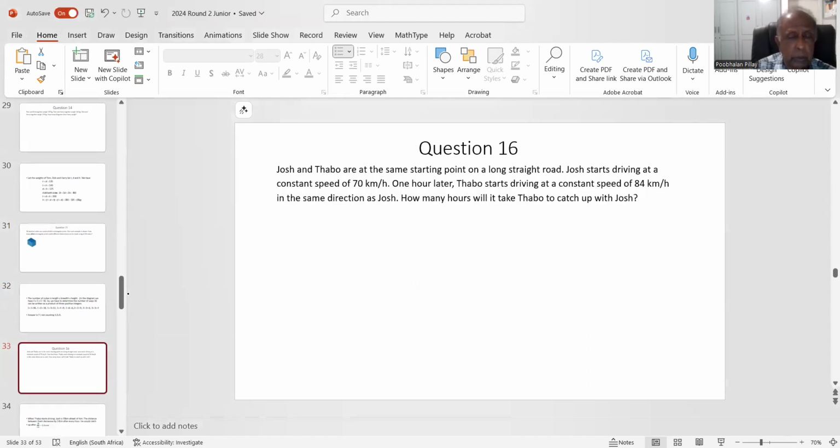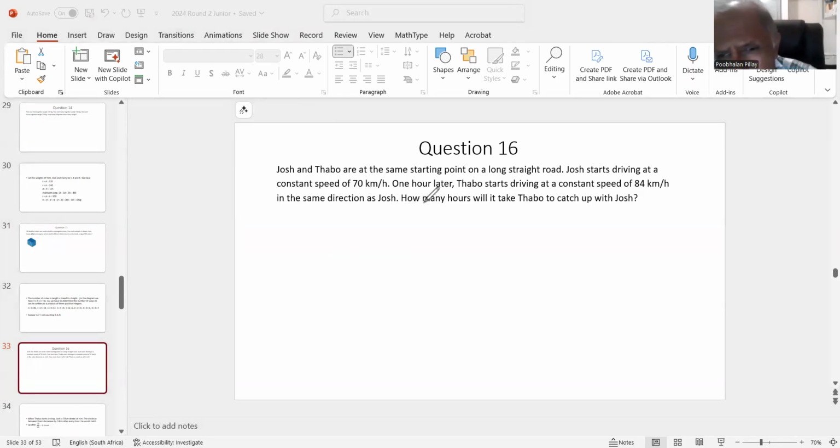So we now move on to question 16. Question 16 says that Josh and Tabo are at the same starting point on a long straight road. So let's draw the road. And we see that they're both at the same starting point. So J and T together here.